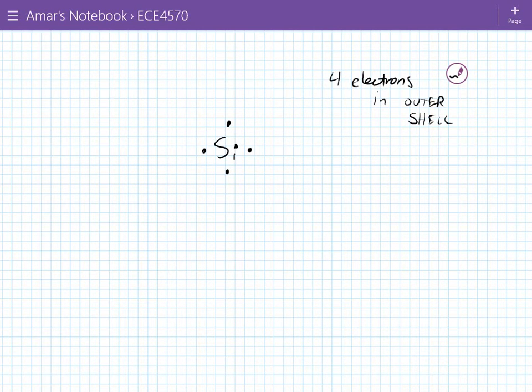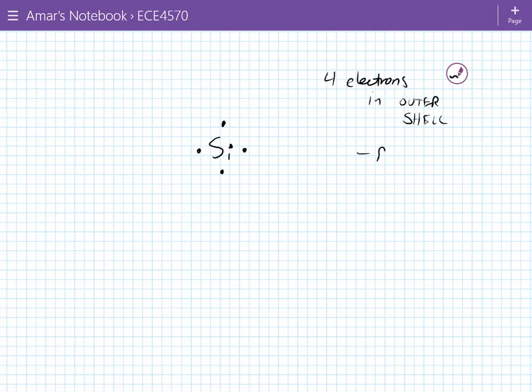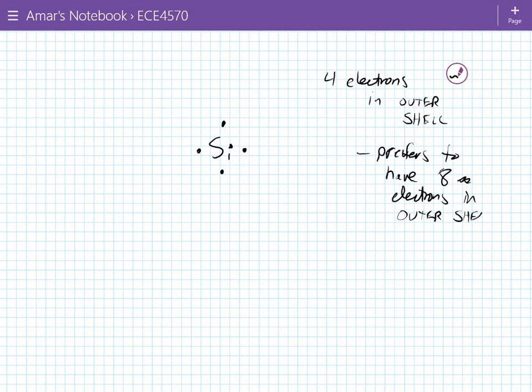Now, how many electrons does an atom like to have in its outer shell? At least for the types of atoms that we're talking about, we assume that there are 8. It likes to have 8 electrons in its outer shell. So let's put that down. It prefers to have 8 electrons in its outer shell. How can it get 8 electrons in its outer shell? It forms bonds. That's correct.